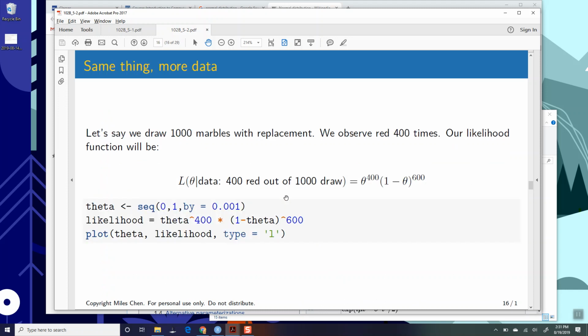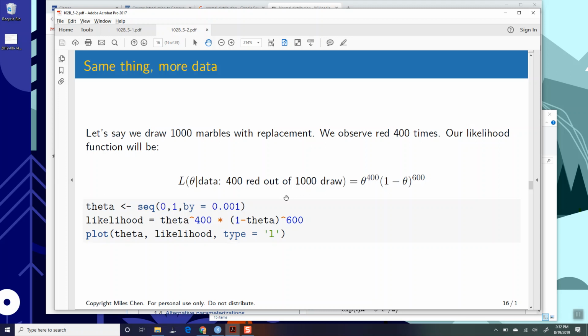This time we're going to do the same thing, but we have a lot more patience and a lot more time, and we draw from my bag 1,000 times. After 1,000 draws, I got 400 red and 600 blue. What is the value of theta that will maximize the likelihood of this data? It's going to be 0.4.